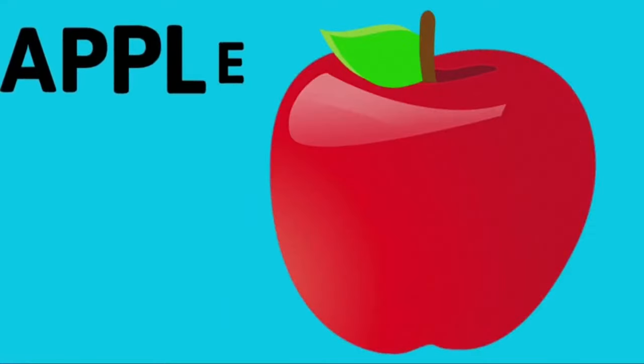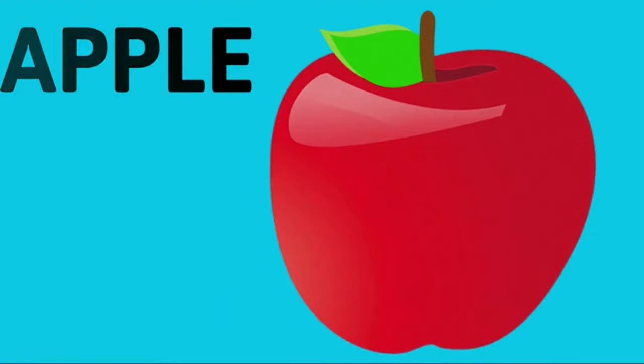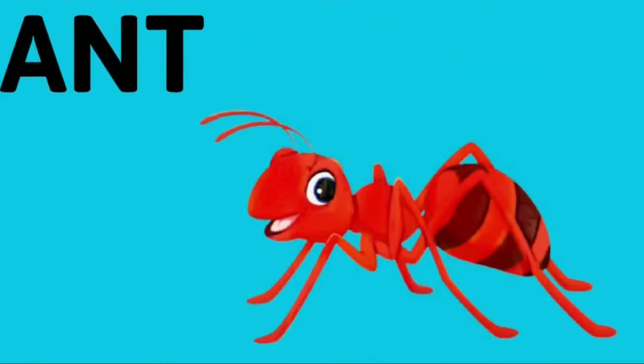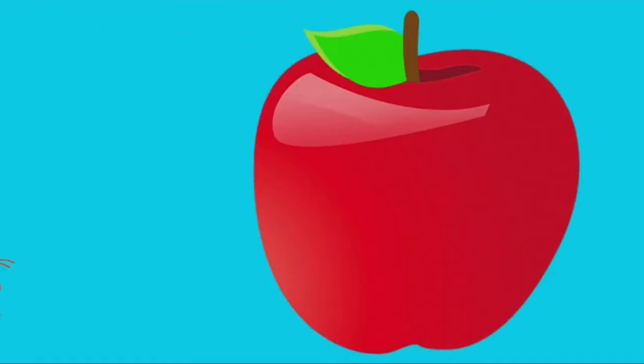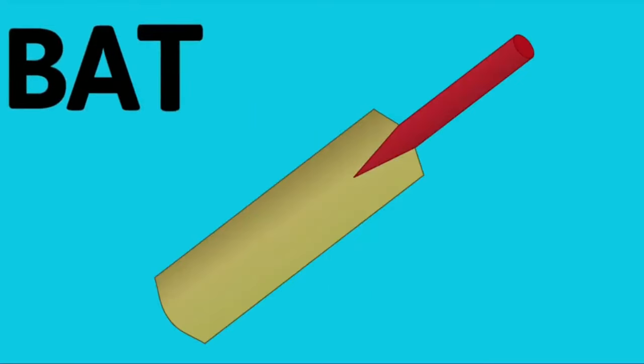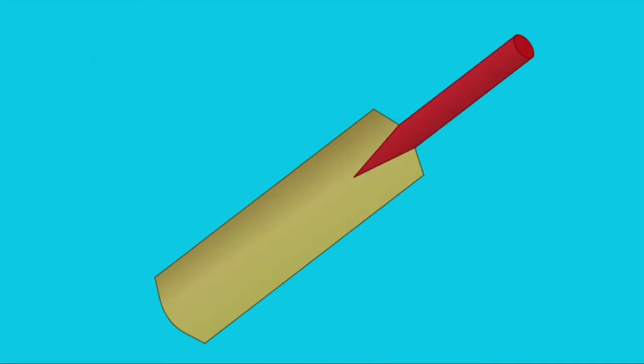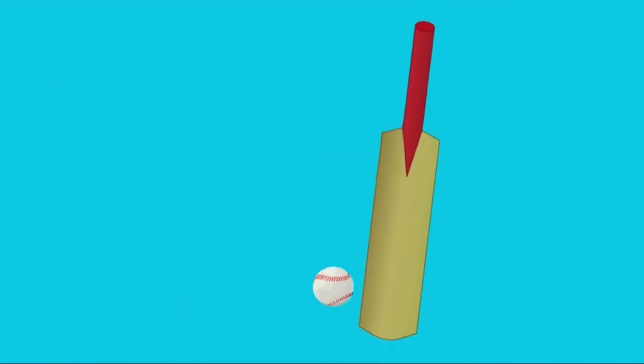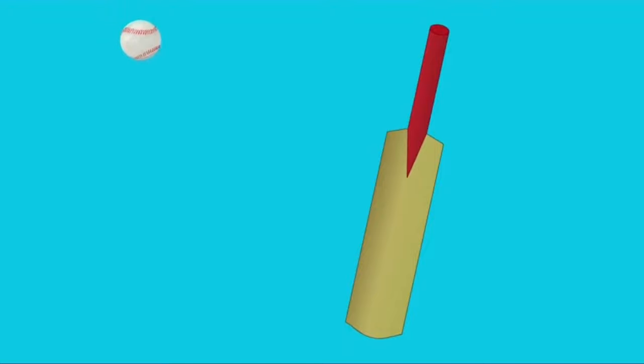A. It's A. A for apple. A for ant. A for apple and ant. B. It's B. B for bat. B for ball. B for bat and ball.